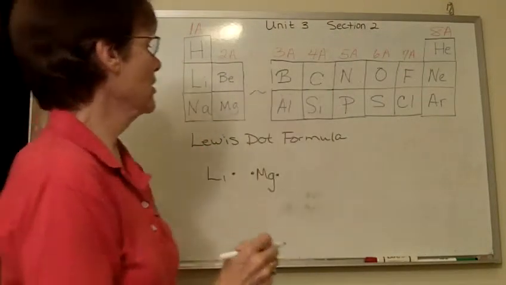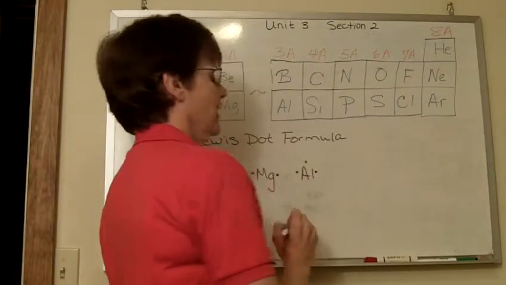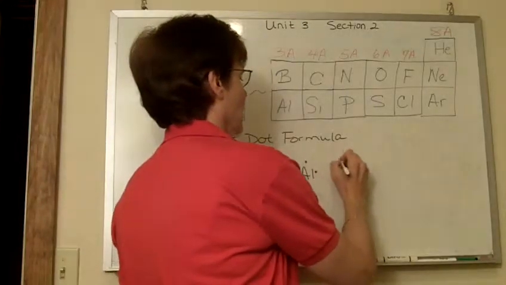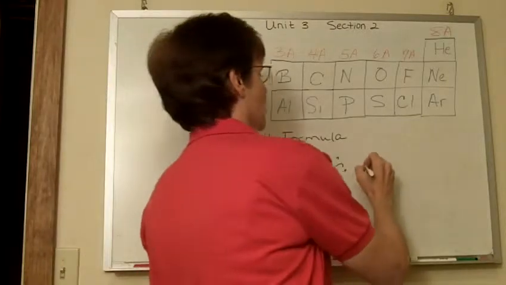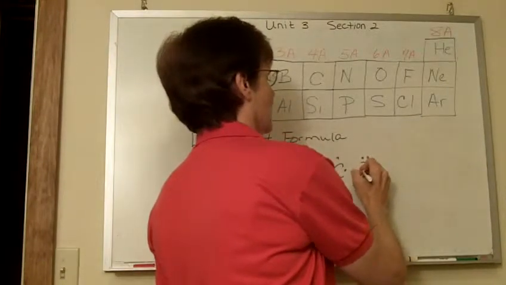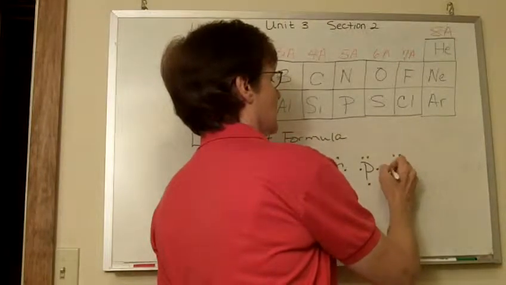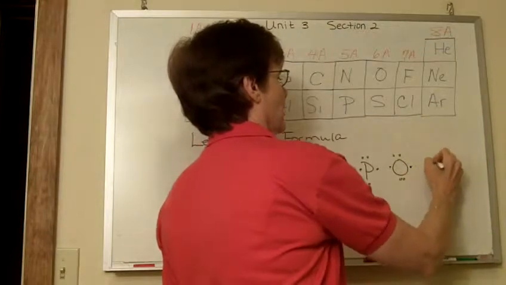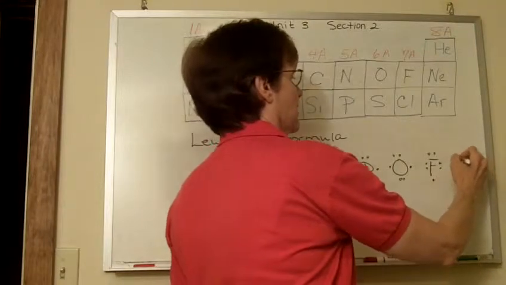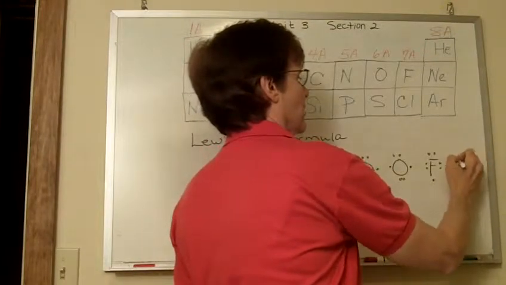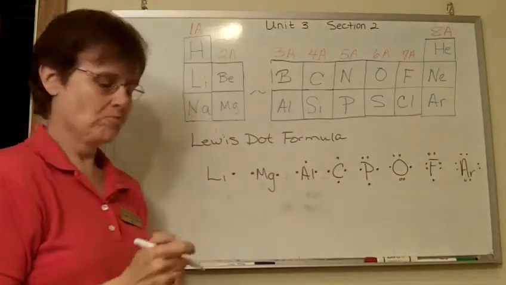And if we go over to this column, let's just pick aluminum, we would have 3 dots. You getting the hang of this? Carbon would have 4 dots, and anything in that family would also have 4 dots. Let's do phosphorus, that would have 5 dots. Let's do oxygen, that would have 6 dots. Fluorine, 7 dots. And finally, let's just pick argon as an example, and we'll do 8 dots. So those are Lewis dot formulas.